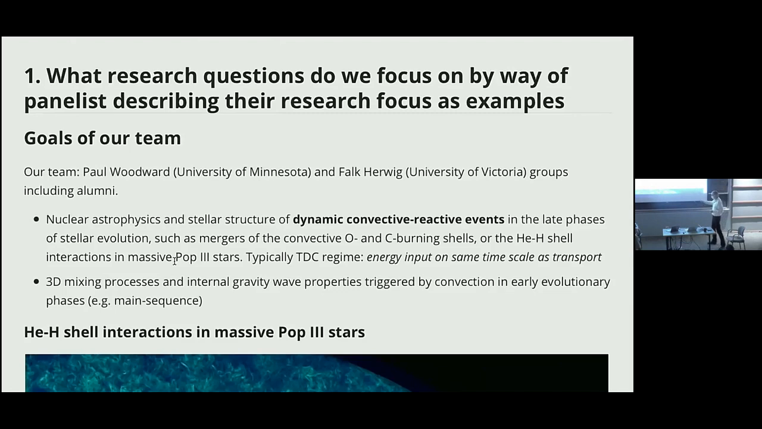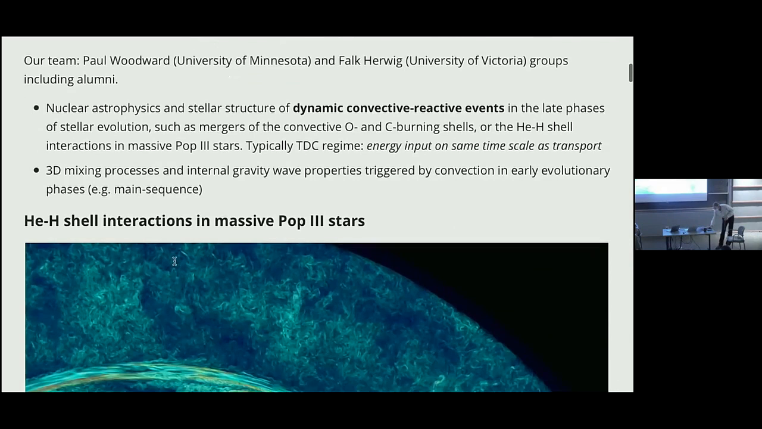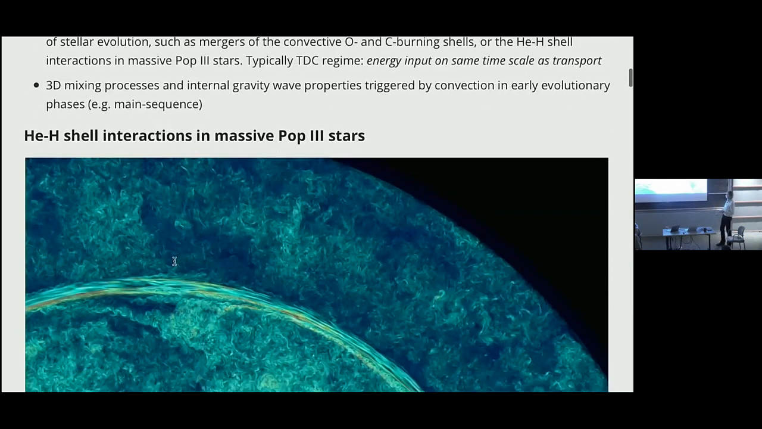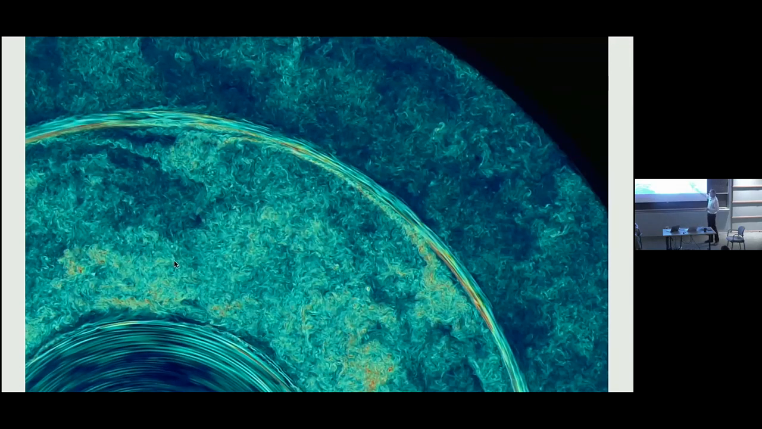We're also now interested in internal gravity wave properties and core convection in early evolutionary phases, and that's why we're at this conference. I put some examples in here. These are some of the simulations. This is a POP3 45 solar mass star with a helium burning shell. This is vorticity at the bottom of the hydrogen burning shell, a little radiative layer between, pummeled full of internal gravity waves, and internal gravity waves here as well.